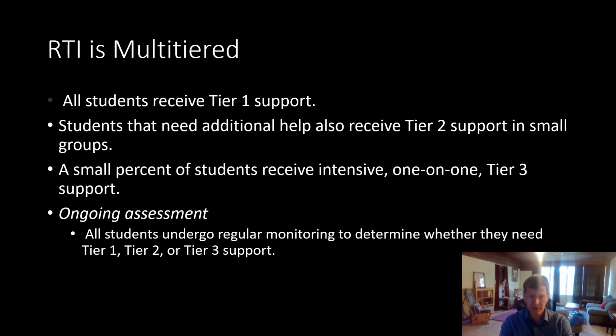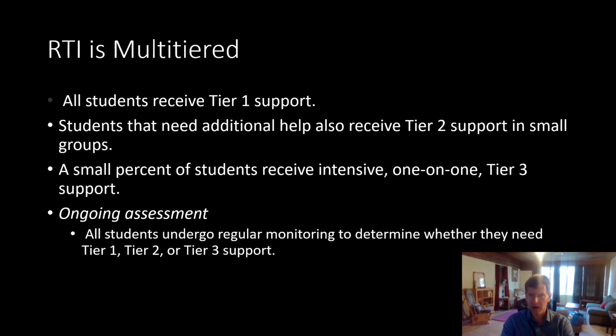So for you as a general education teacher, I simply want you to know a basic overview of RTI because students at risk of dyslexia or who are identified with dyslexia will typically enter the RTI framework. If your school has effective RTI, 100% of your students should receive Tier 1 support. Tier 1 is general education. Students that also need additional help will receive Tier 2 support in small groups. And then a small percent, typically maybe 5% or less, will receive more intensive one-on-one interventions in Tier 3.